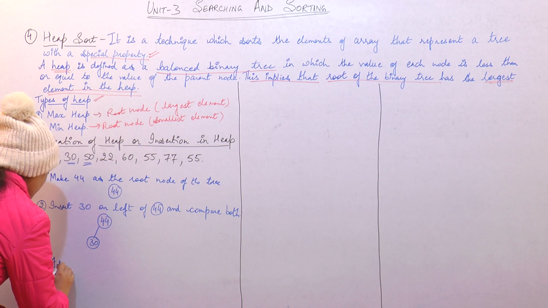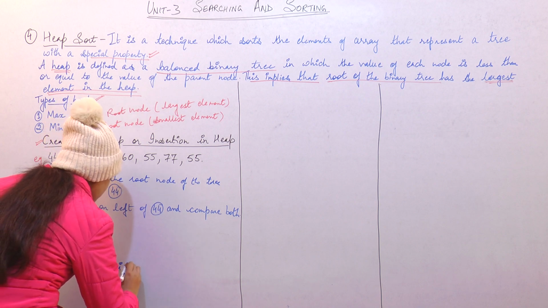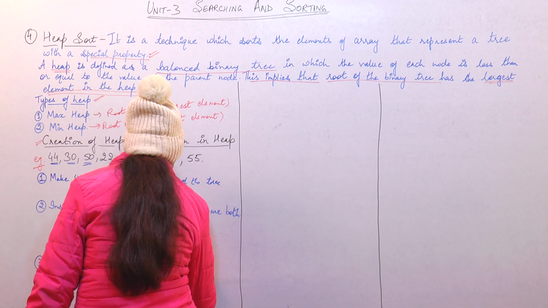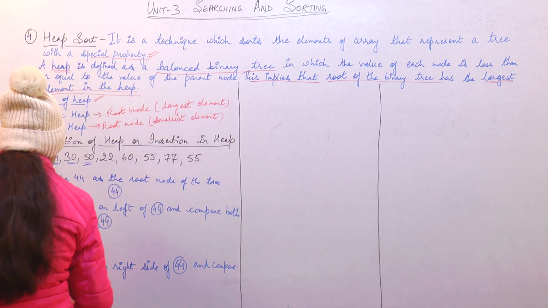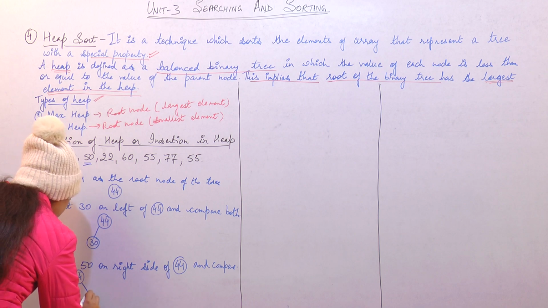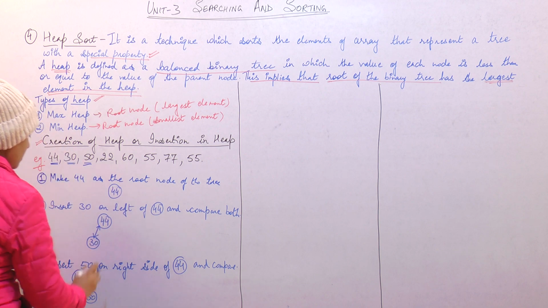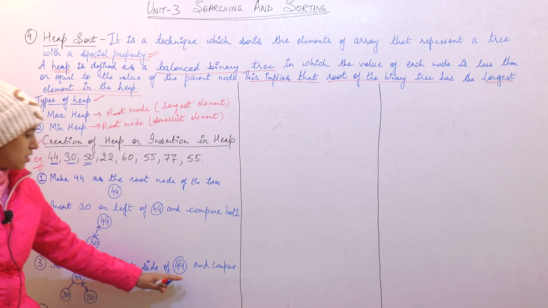So insert 50 on right side of root node, that is 44, and compare. Now what we will do, we will insert 50 on the right side of the root node, that is 44. Now after inserting the element 50 on the right side of the root node, we will compare the newly inserted element, that is 50, with the root node.